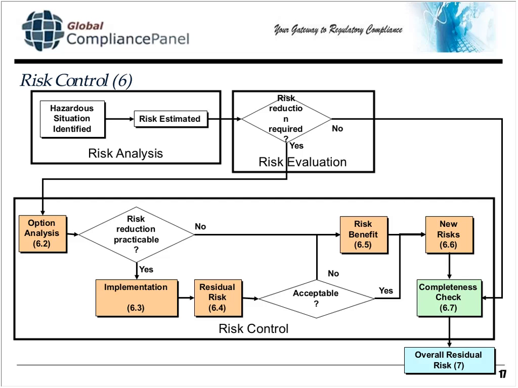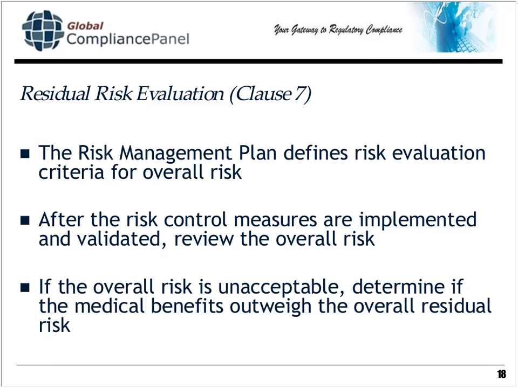Now, if I don't have to do risk reduction, then I'm just going to move directly to the completeness check box. So those are the two paths that I have. Now, overall residual risk evaluation is in Clause 7. The risk management plan is going to define risk evaluation criteria for overall risk. And if I've implemented all of the risk control measures and verified and validated them, I'm going to now review the overall risk. If the overall risk is unacceptable, I'm going to do another risk-benefit analysis.